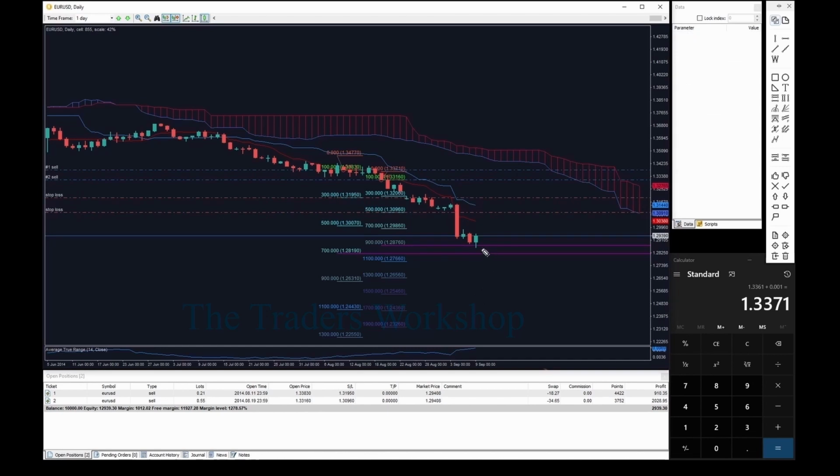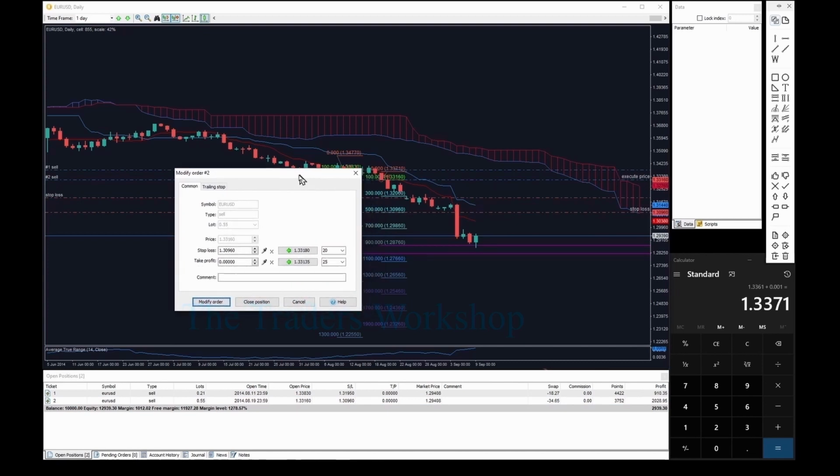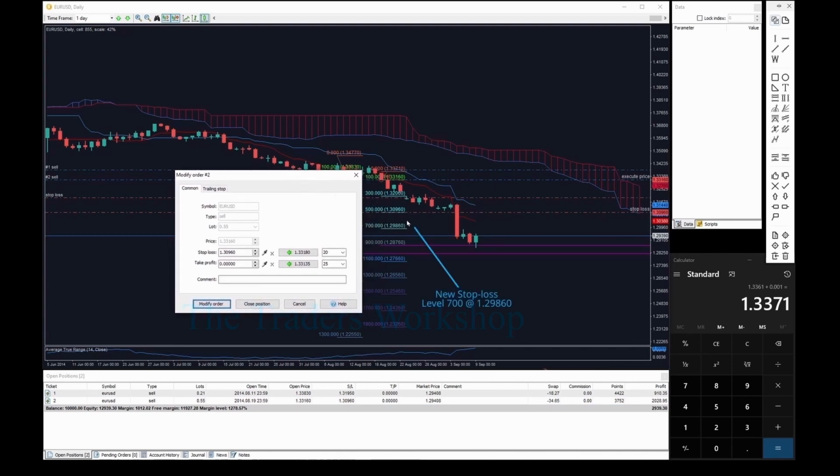The market seems to continue the downtrend, and this bullish candle hit the level 900 of position 2. Now, let's read the description of the ray line of position 2. It says here, to move the stop loss of position 2 to level 700 if price action hit the level 900. We can do that by simply right-clicking ticket number 2 at the trading panel below, and navigating to Modify Order. The next stop loss level should be at level 700. The price at level 700 at 1.29860.